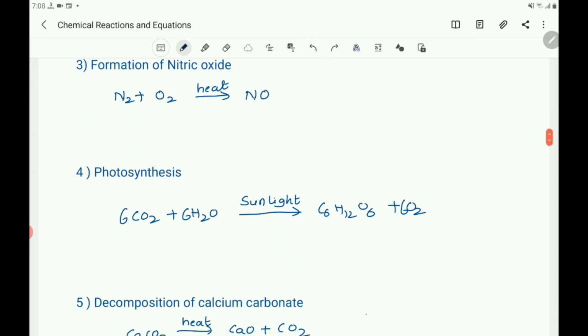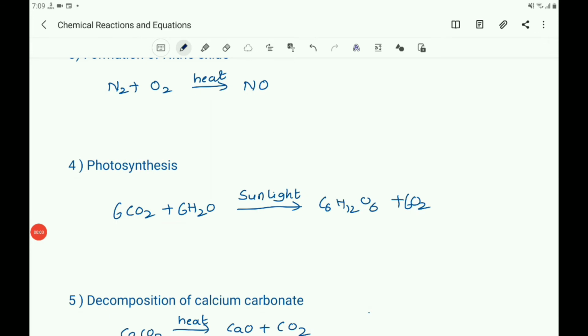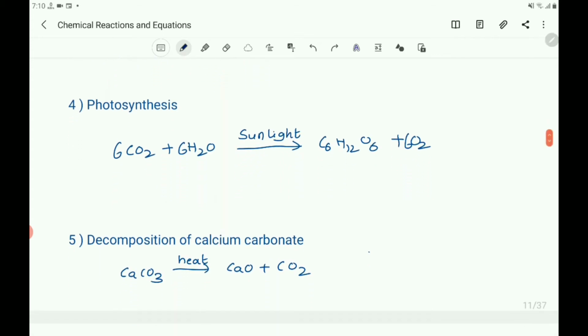Next, photosynthesis. Photosynthesis is an endothermic reaction. You know that plants use sunlight to produce their food by using carbon dioxide and water. This is one of the examples of the endothermic reaction. Carbon dioxide reacts with water in the presence of sunlight and produces glucose and oxygen. So this is the chemical reaction which takes place by using the energy of the sun. So it is an endothermic reaction.